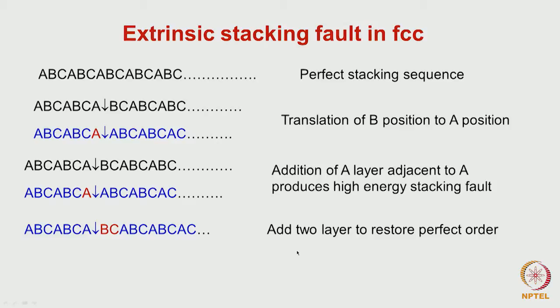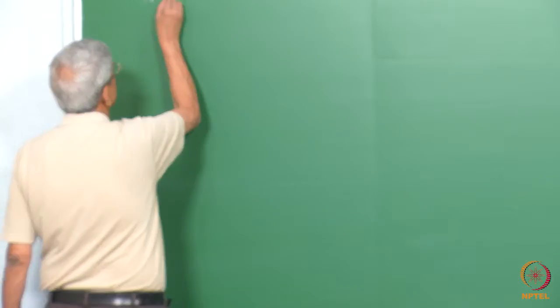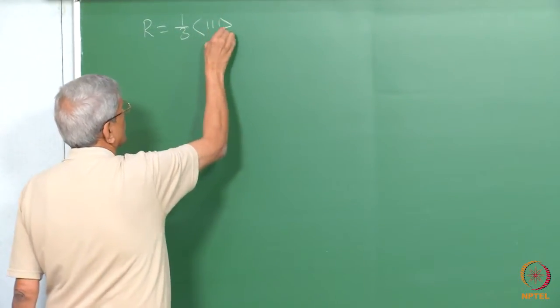Whereas if you remember, in the case of an intrinsic stacking fault, if we introduce 1 extra layer, that is good enough to restore the order. Here we require 2 layers to restore the order. And the fault vector also, if we try to find out, essentially corresponds to nothing but how many layers have to be added or subtracted. So in the case of an intrinsic stacking fault, since 1 layer has to be added, or if you remove 1 layer, that is the vector of the defect which has been generated. So the fault vector for intrinsic stacking fault, we can write as 1/3 111 type.